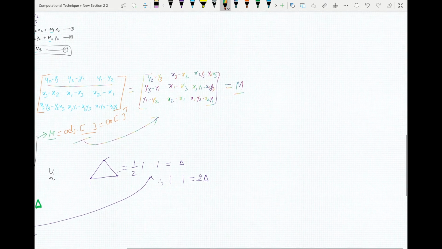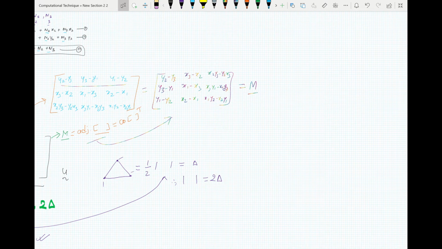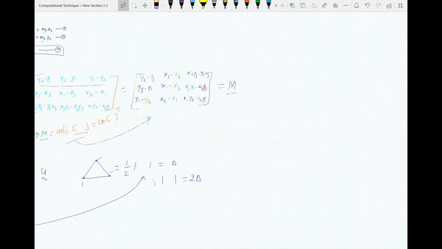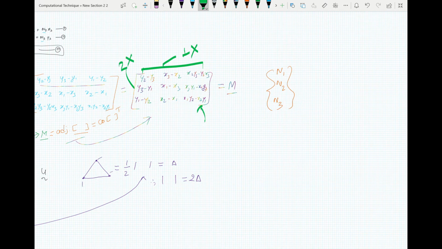Now the easy way to find this matrix, when you look at what we're solving here, we're solving for n1, n2 and n3. You can see here that degree of freedom 1 is missing, here degree of freedom 2 is missing, and here degree of freedom 3 is missing. You can generalize this one in a form.